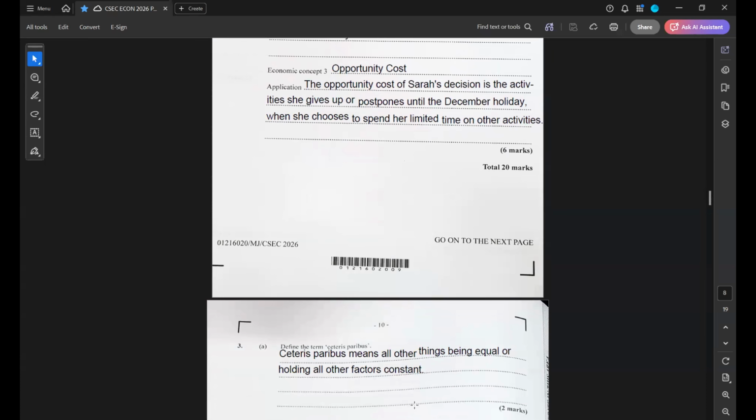Number 3, define the term Ceteris Paribus. Yes, a very famous phrase in economics. Now, Ceteris Paribus means all other things being equal, holding all other factors constant. And this is used when we are making assumptions in economics. You have to state this before you make your assumption.